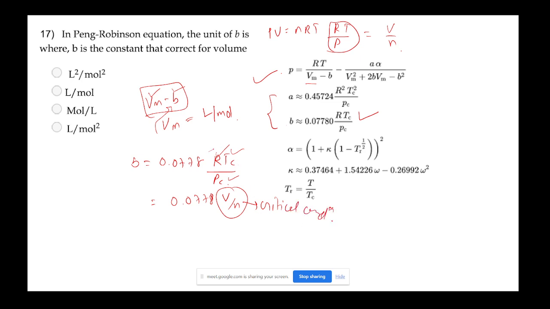So putting up the values or units of these parameters, RT/PC, which is nothing but having the unit of V/N, that will be liter per mole.